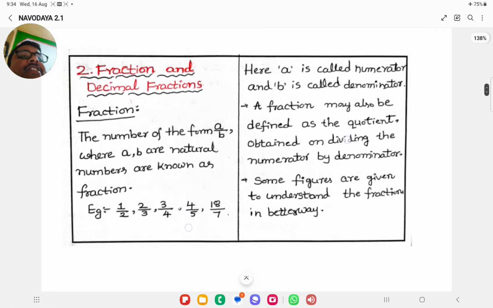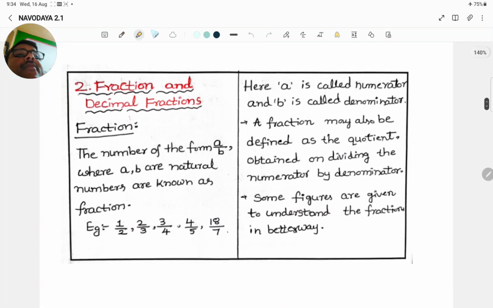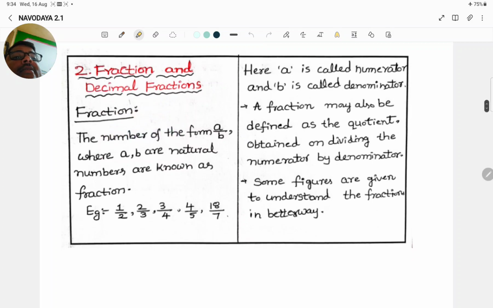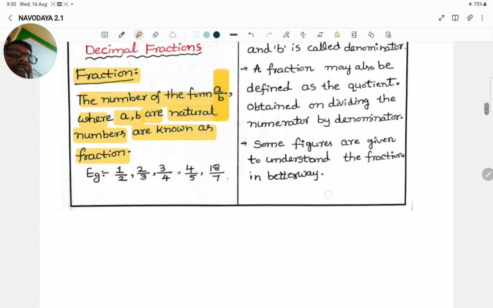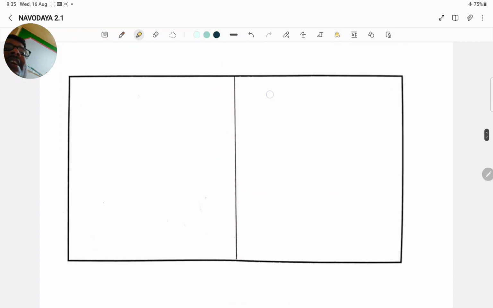Now what is the definition of fraction? First of all, see here, a fraction is nothing but a number of the form a divided by b, where a and b are natural numbers. Numbers of the form a divided by b, where a and b are natural numbers, are known as fractions.